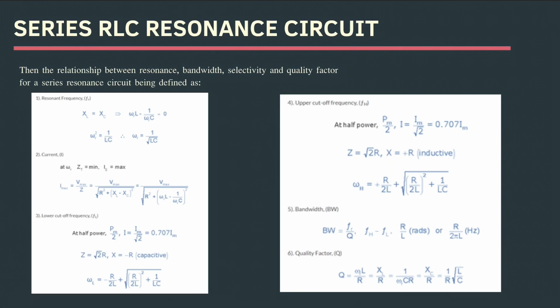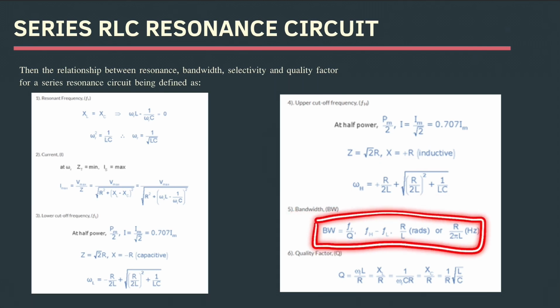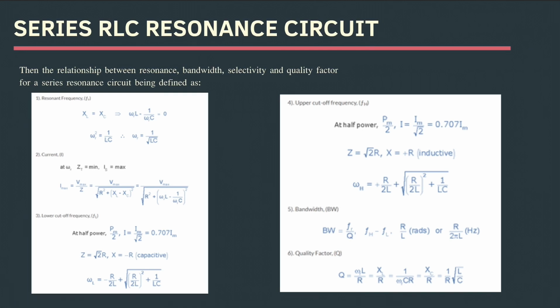The relationship between resonance, bandwidth, selectivity and quality factor for the series resonance circuit is defined by: 1. Resonance frequency, and we will get this equation; 2. Current, and we will get this equation; 3. Lower cutoff frequency, and we will get this equation; 4. Upper cutoff frequency, and we will get this equation; 5. Bandwidth, we will get this equation; and the last equation, quality factor, we will get this equation.